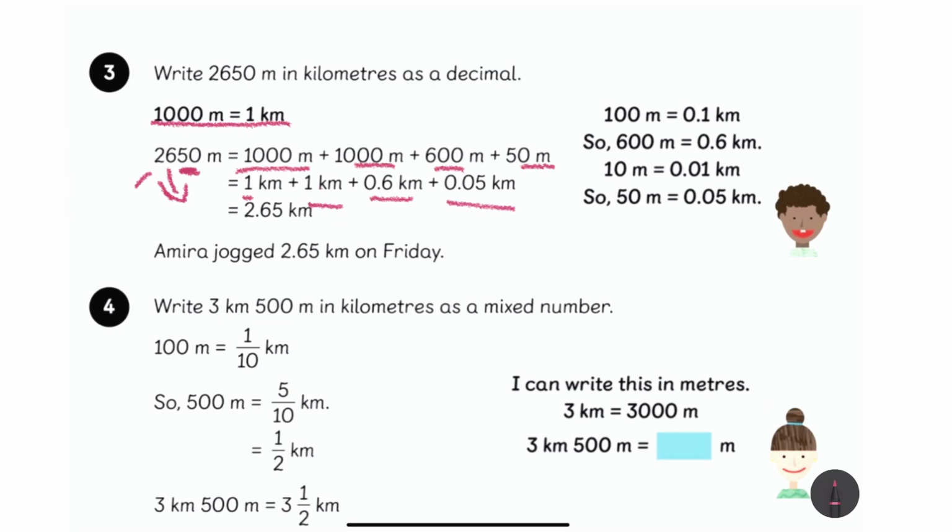And 0.6 is nothing but 6, and then my 5 comes here. You see 0.0, therefore the 5 just added here, 2.65 kilometers. So this is the Friday thing. All right, let's go to the next one.